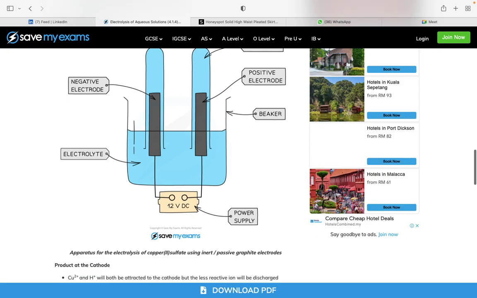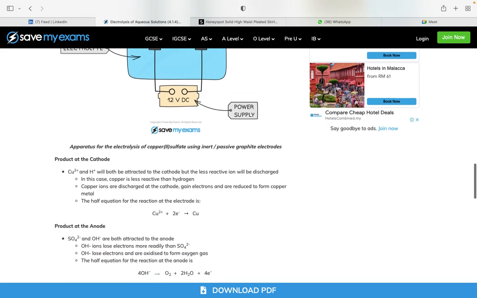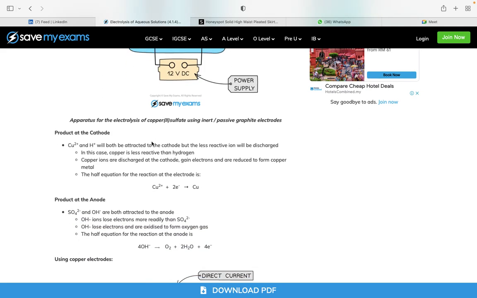So in this case, a metal will be produced at the cathode. Copper ions are discharged at the cathode, and then they gain electrons and are reduced to form copper metal. The half equation is this one. This is the equation at the cathode: copper ion plus 2 electrons becomes copper as a metal.